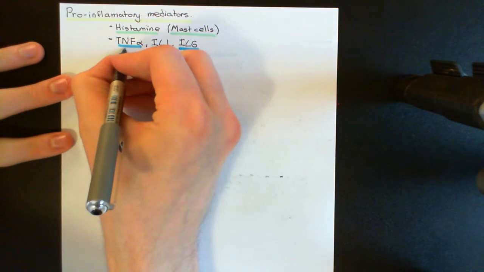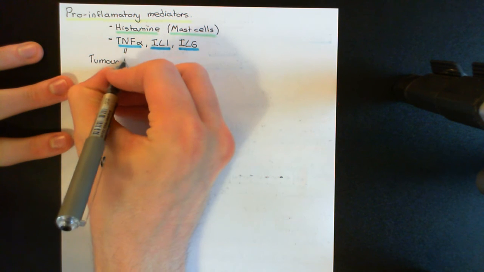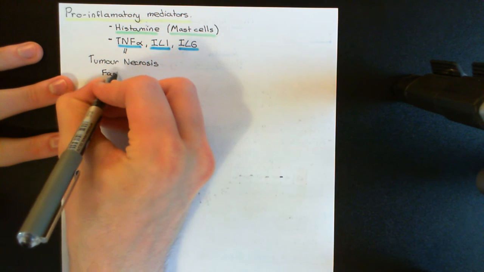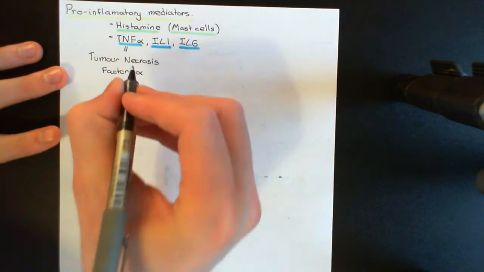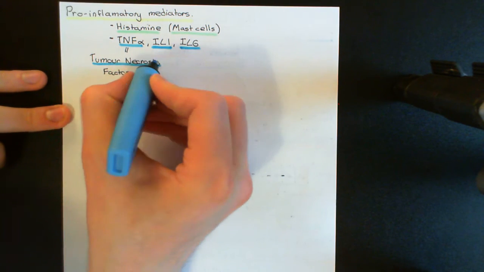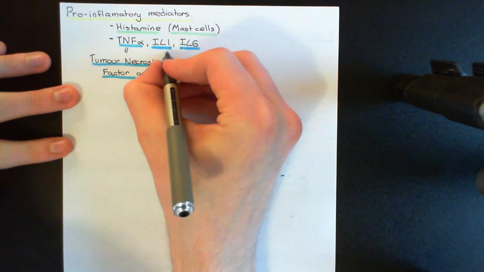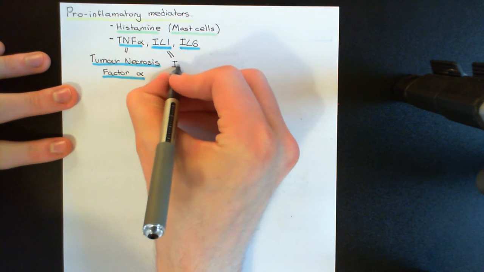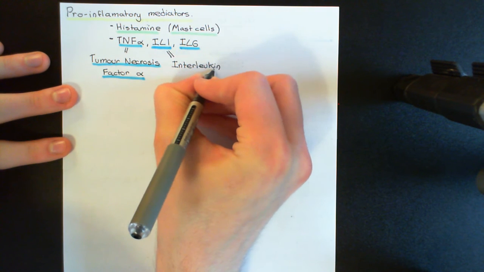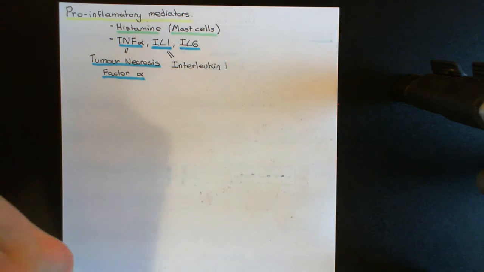Okay, so let me just write their full names out. So TNF-alpha here, this stands for tumor necrosis factor alpha. Okay, and there are other tumor necrosis factors, although this is the most important tumor necrosis factor. So tumor necrosis factor alpha. IL-1 and IL-6, they stand for interleukin-1 and interleukin-6. So the IL here stands for interleukin, between leukocytes, which is a fancy word for white blood cells. So this is interleukin-1 here.